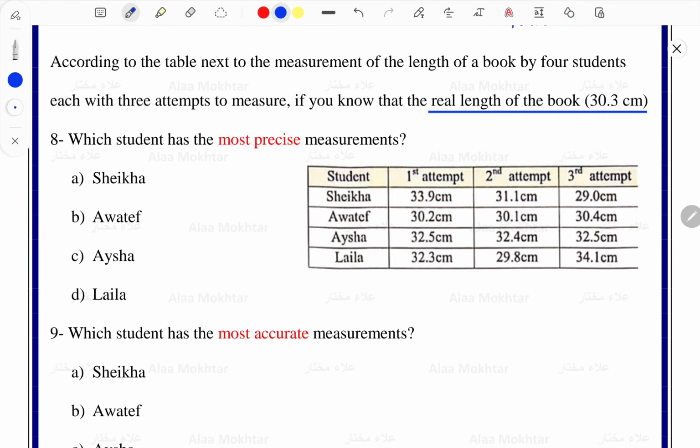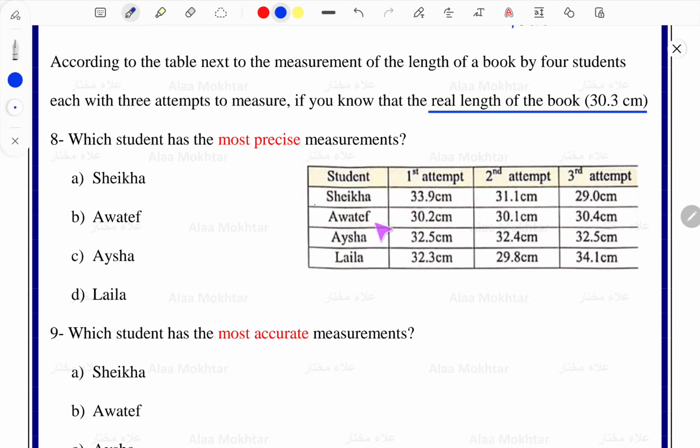Look at the table. As you see, there are different students: Sheikha, Awatif, Aisha, Layla. Sheikha took 3 measurements: 33.9, 31.1, 29.0. These measurements are very far away from each other. There is no measurement near to 30. So Sheikha's measurements are not precise and not accurate.